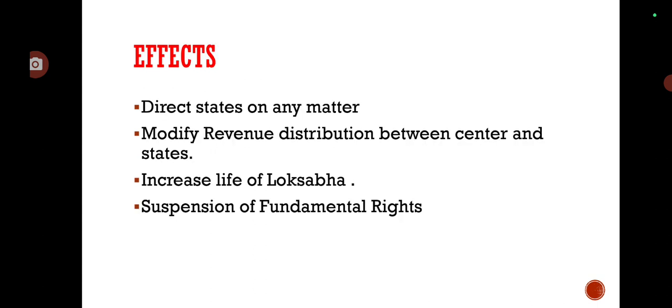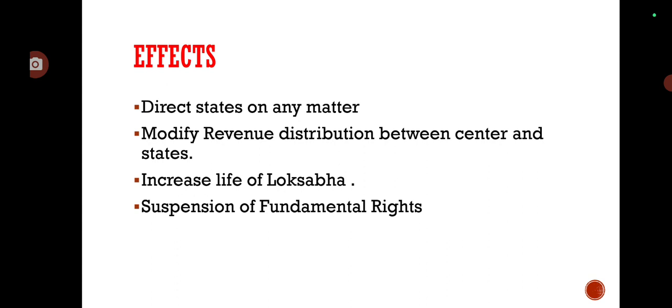The effects of the national emergency are that the center becomes entitled to give executive directives to any state on any matter. Parliament becomes empowered to make any law on the state list, and the president can also issue ordinances on any state subjects, even if parliament is not in session. These laws become inoperative 6 months after the end of the emergency period. The president can also modify the constitutional distribution of revenues between the central and state governments.